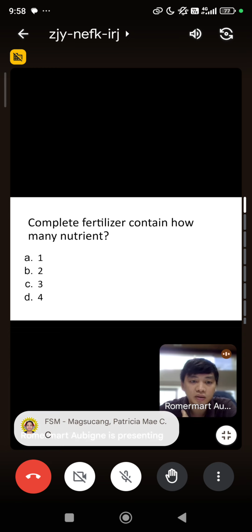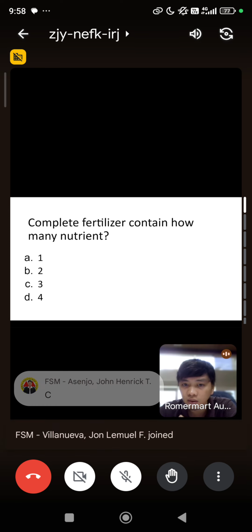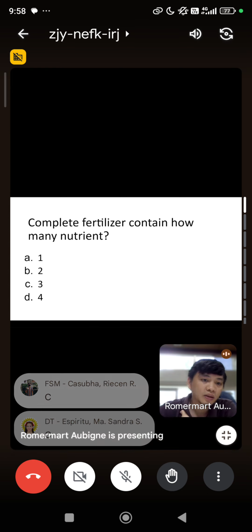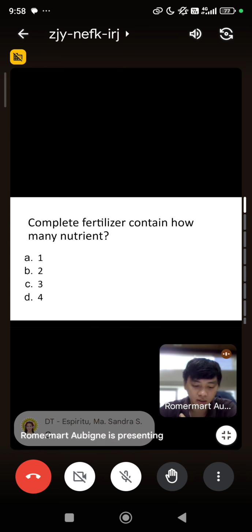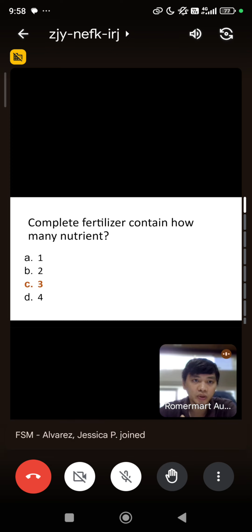Tingnan ko yung sagot natin dito. A, 1, B, 2, C, 3, D, 4. Okay, tama sila. The answer is C, 3. We have the NPK or the 14-14-14 na tawag na complete fertilizer.